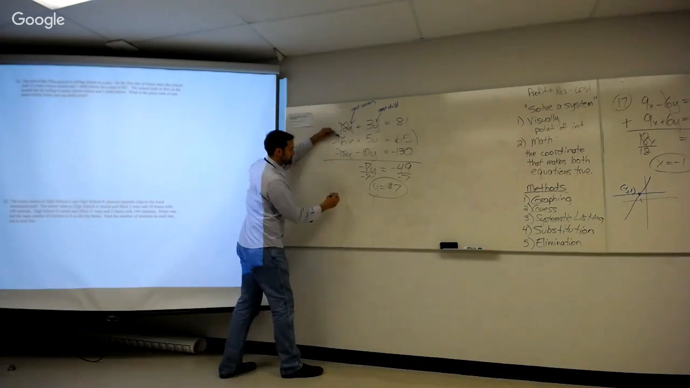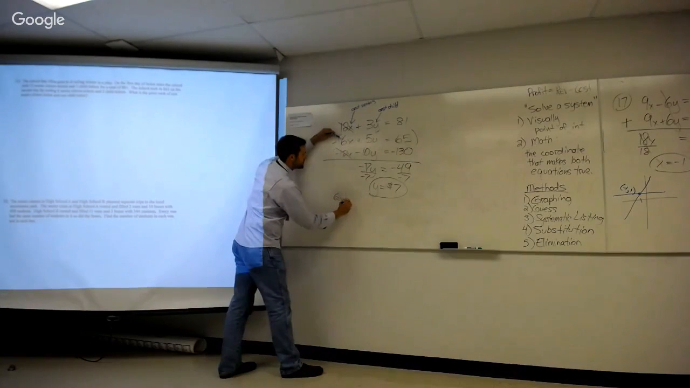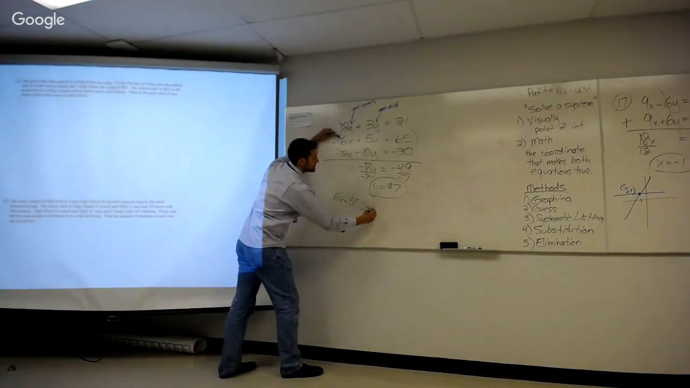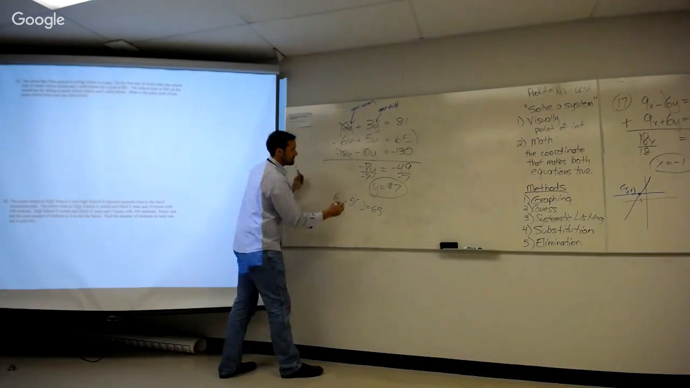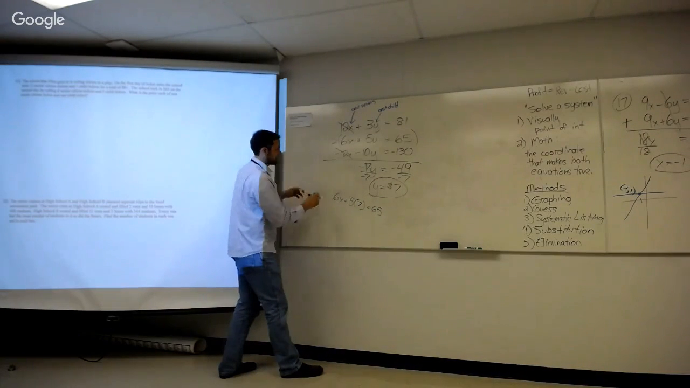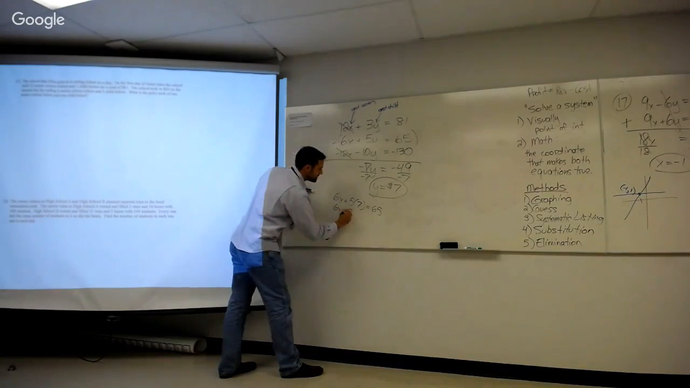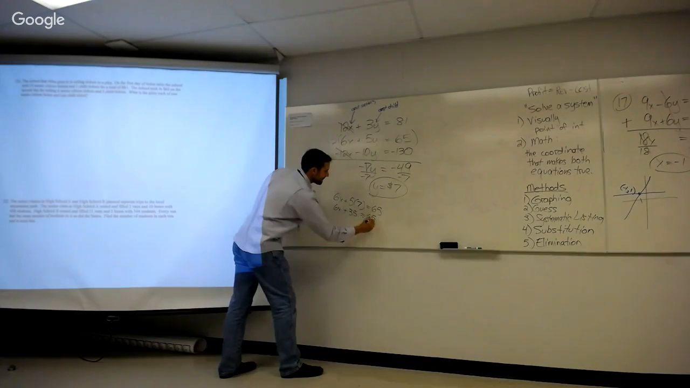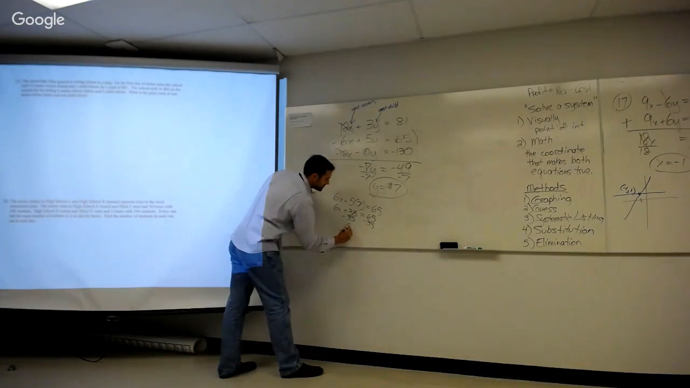So I am going to go ahead and finish it. So 6x plus 5y equals 65. And instead of y, I'm going to plug in 7. And then that gives me 6x plus 35 equals 65. Getting rid of the 35, we have 6x equals 30. And so x equals 5.